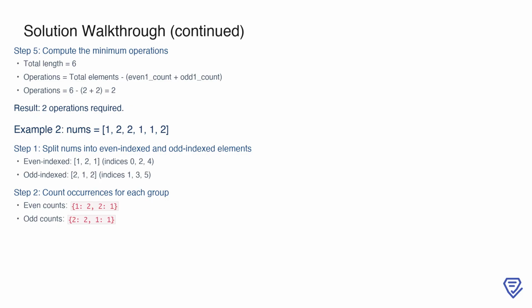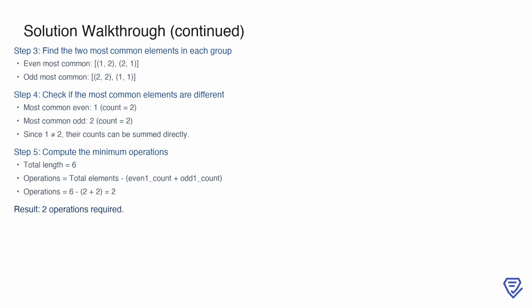Now, let's move on to a second example with the array 1, 2, 2, 1, 1, 2. First, we split the array into even and odd indexed elements. The even indexed elements are 1, 2, 1, and the odd indexed elements are 2, 1, 2. Then, we count the occurrences in each group. For the even group, the counts are 1, 2, 2, 1, while for the odd group, the counts are 2, 2, 1, 1. In this example, we again determine the two most common elements in each group.